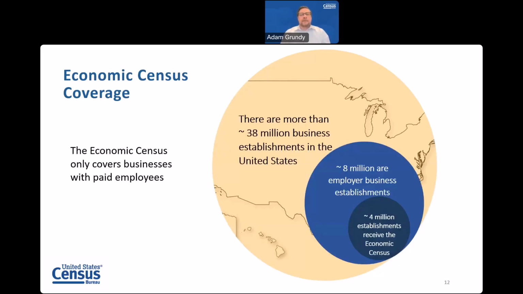On this slide, I'm going to talk about the economic census coverage. So the economic census only covered businesses with paid employees and not the non-employers. While there's approximately 38 million businesses in the United States, 8 million of those are employer business establishments. And 4 million of those businesses, of the ones with paid employees, receive the economic census. So this slide is telling you that there's about 30 million businesses that are non-employers. So it's just one of the things to consider as I go throughout this presentation, how they factor into the economy.